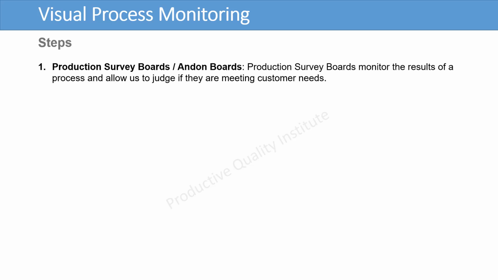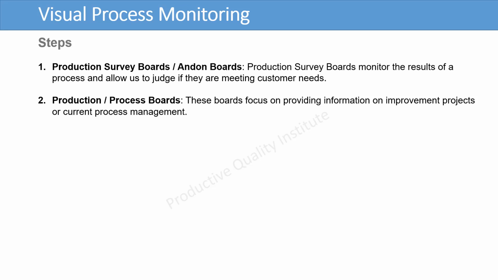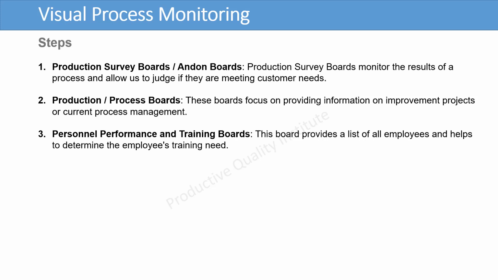The steps are: 1. Production survey boards. Production survey boards monitor the results of a process and allow us to judge if they are meeting customer needs. 2. Production process boards. These boards focus on providing information on improvement projects or current process management. 3. Personal performance and training boards. This board provides a list of all employees and helps to determine the employees' training needs.